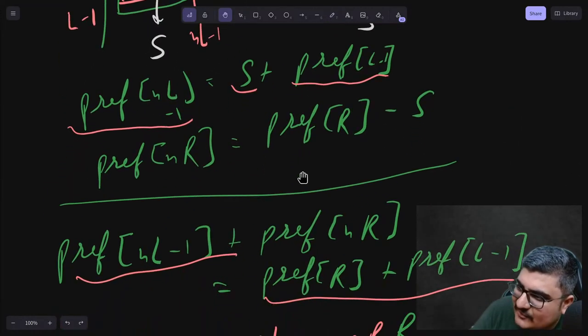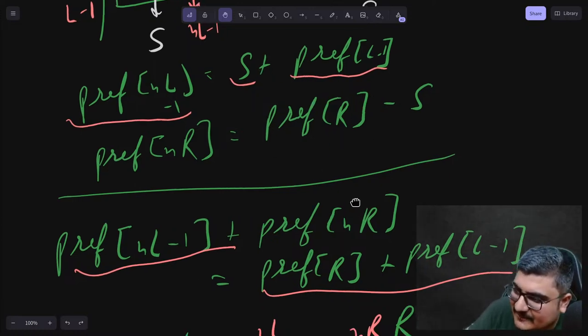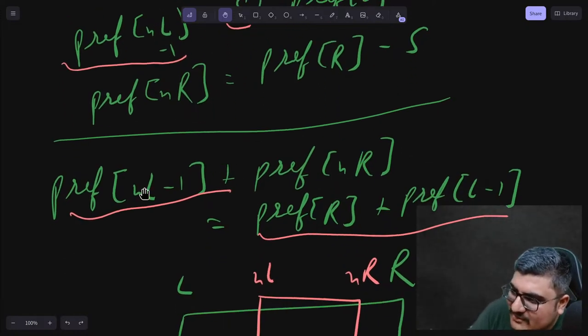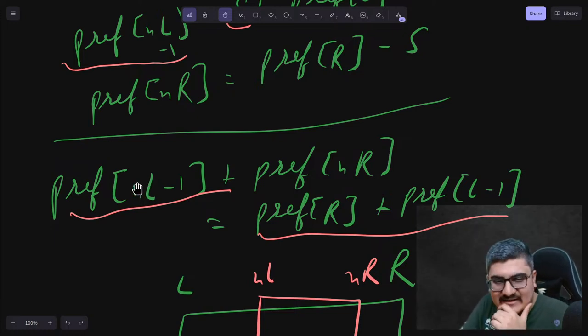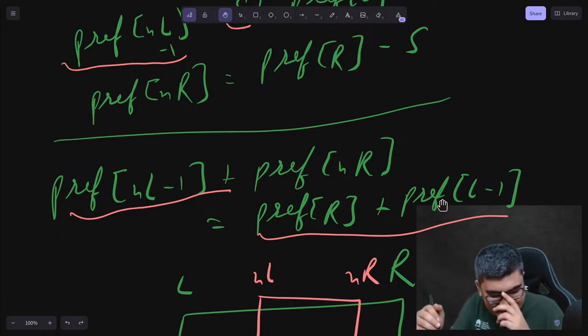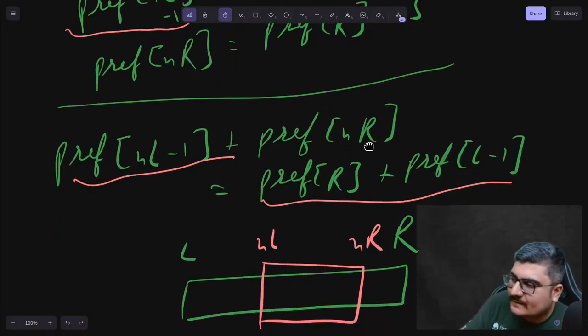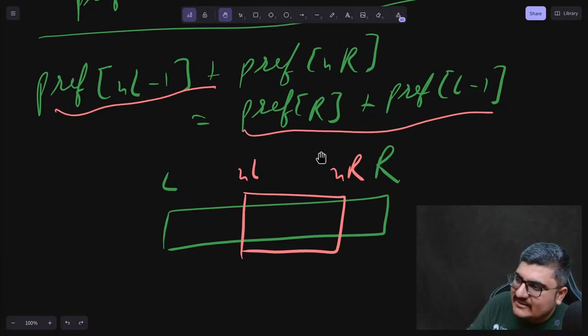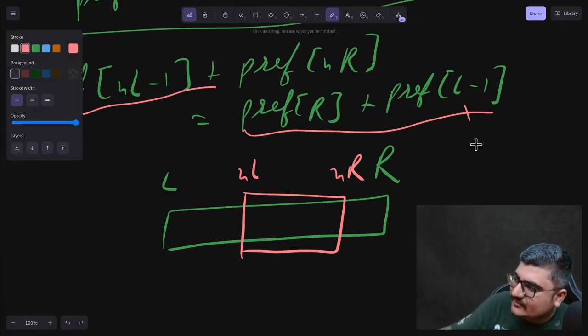Now the next thing I did was add these equations, because S can be anything and it's a variable here. What I got was that for the new range, the sum of the first NL elements plus the sum of the first NR elements must be equal to the sum of the first R elements plus the sum of the first L minus 1 elements. And this gave me the idea that I can group ranges on this value.